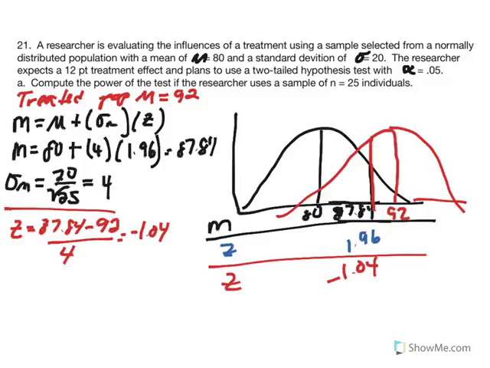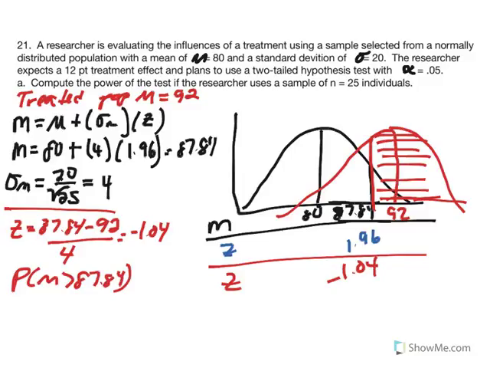To determine or calculate power, it's all about this, right? What is the probability of selecting a sample mean from the treated population that would be greater than 87.84? And that's the same as the probability of a z value greater than negative 1.04. And it's the body in this case. Again, the red distribution is the treated, the black, the untreated. We're going to use a unit normal table to figure out this proportion, and we probably already know it since I looked it up in error in the last example.